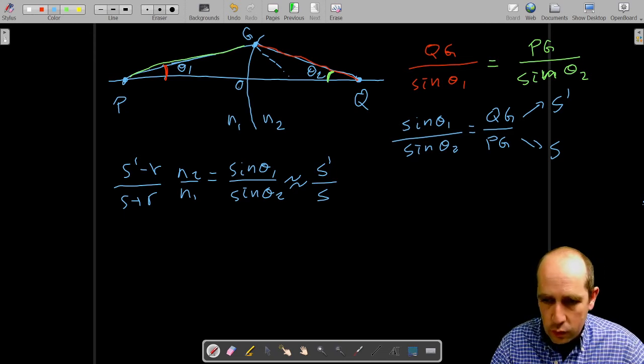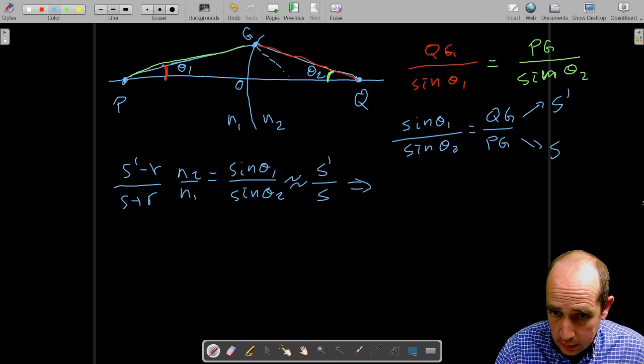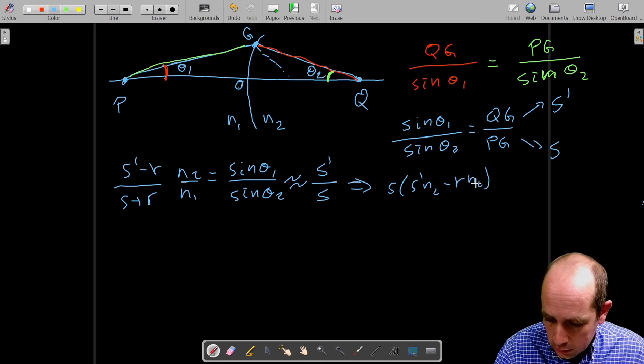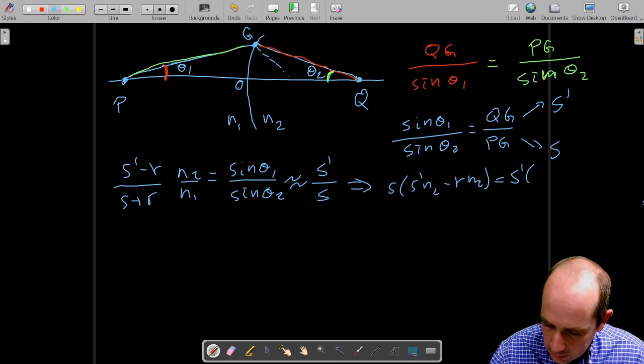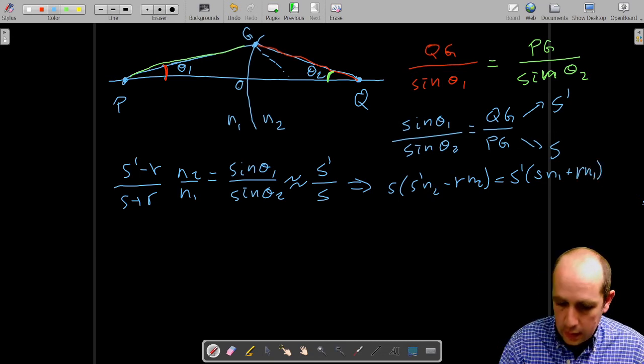So once again, we rearrange this equation a little bit, and this implies that we can rewrite this as S times S' n2 minus R n2 equals S' times S n1 plus R n1. Okay.